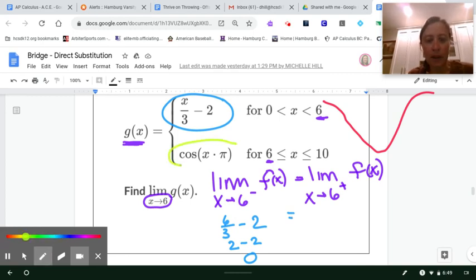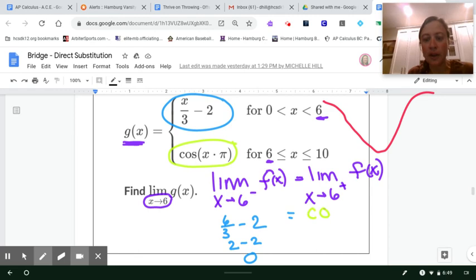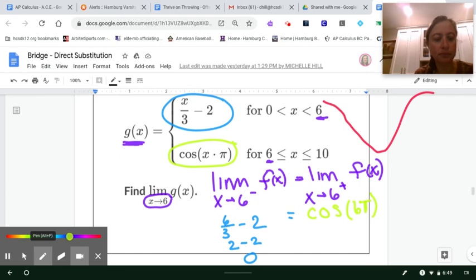Here's the limit from the right. And again, they just love to throw in trig, the cosine of 6 pi. Now you might be thinking, geez Louise, I don't know the cosine of 6 pi. My graph only went out to 2 pi. But remember, it's cyclical. It repeats itself.